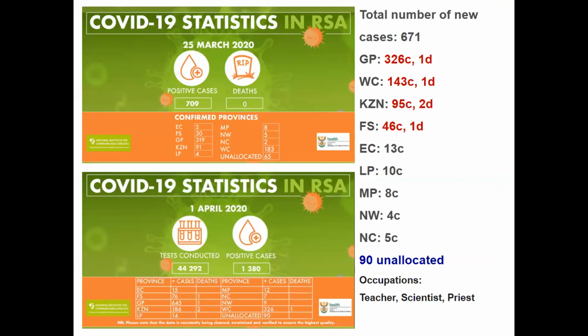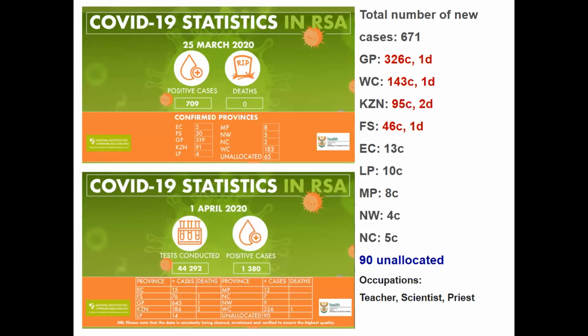So let's look at the figures for the different provinces, and also the increase in figures from a week ago till yesterday. On March the 25th, we had a total of 709 cases, and yesterday the minister reported 1,380 cases. That is an increase of 671 cases in a week.